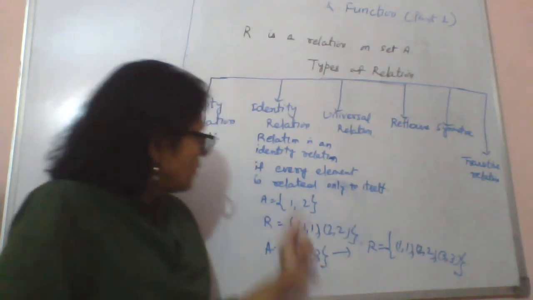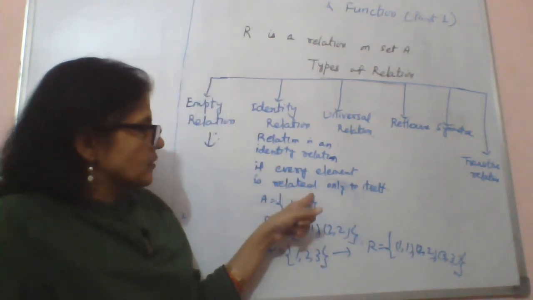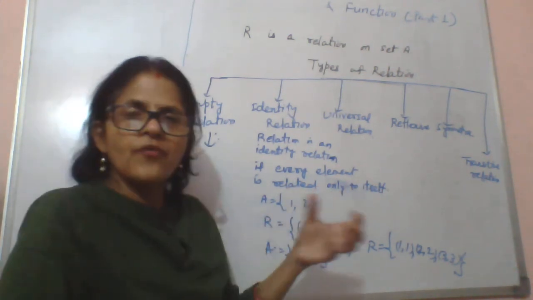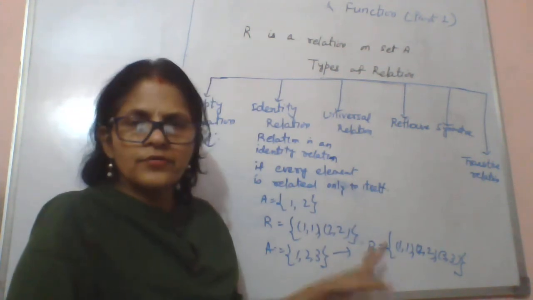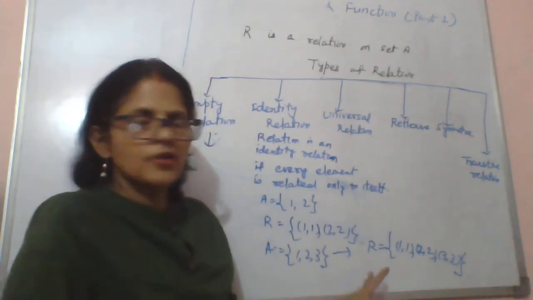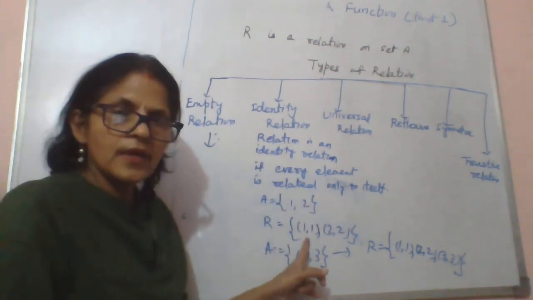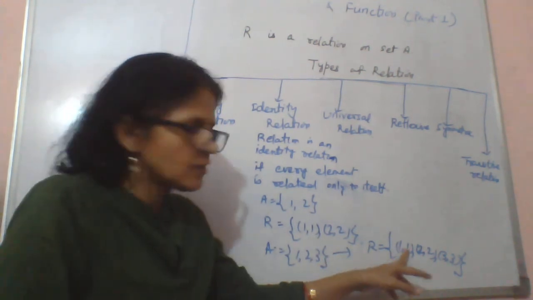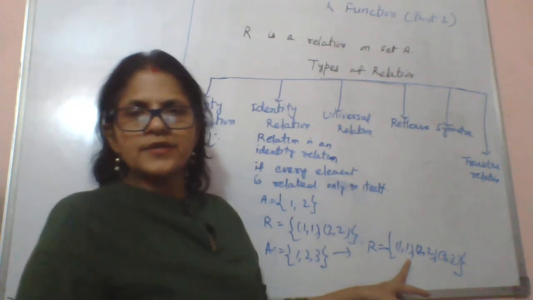So here the relation will be an identity relation if every element is related to itself. It means related only to itself. So if you have 3, 4, 5, 2, whatever may be the number of elements in the set, the relation like (1,1), (2,2), (3,3) like this. So every element is related to itself. So such a relation will be taken as an identity relation.